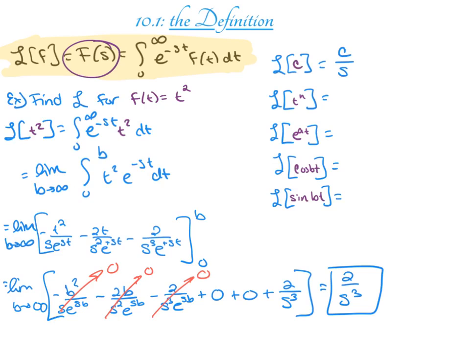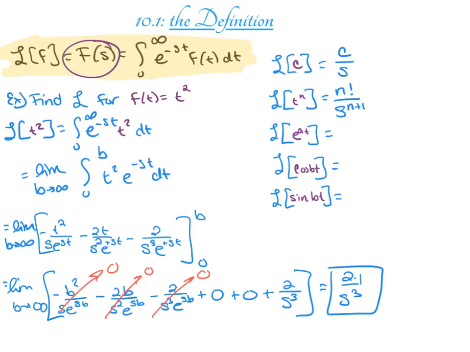So that was the Laplace transform of t squared: 2 over s to the third. Here's how it is in general. The Laplace transform of t to the n is n factorial, so this is really 2 times 1, over s to the n plus 1.